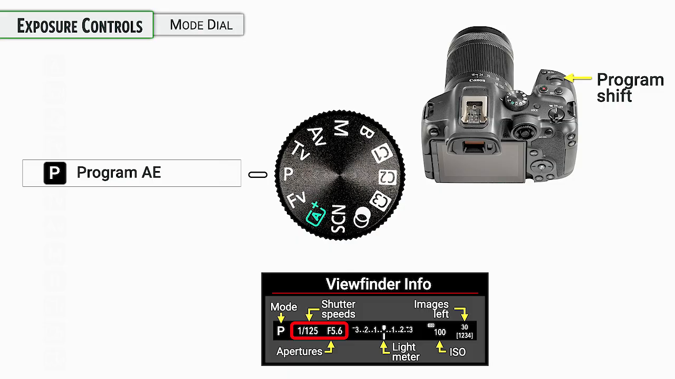Now, you can look through the viewfinder and you will see kind of over on the lower left side, your shutter speeds and your apertures. And you want to kind of keep an eye on this because this is something that you can adjust by turning the main dial on the camera.